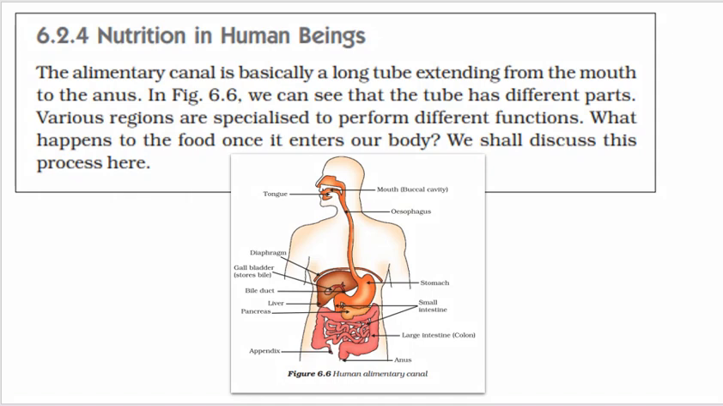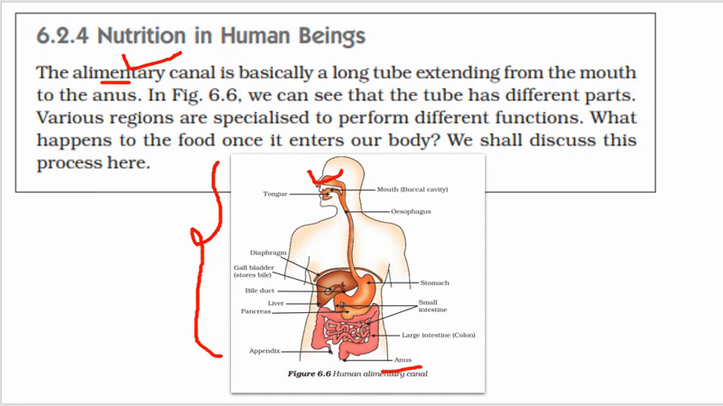So here the first question that will be asked in your exam is, what is the alimentary canal, and draw the labeled diagram of the human alimentary canal. So in that you have to first write down the definition of the alimentary canal. So what is the alimentary canal? It is basically a long tube. The alimentary canal is basically a long tube that extends from the mouth to the anus.